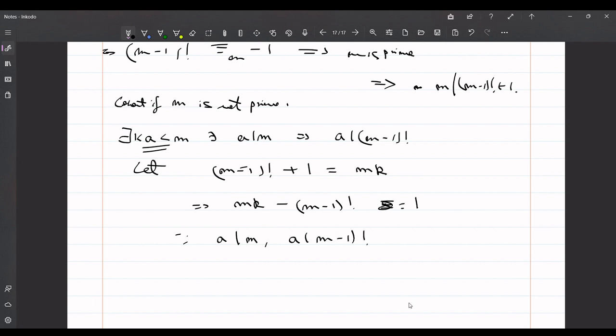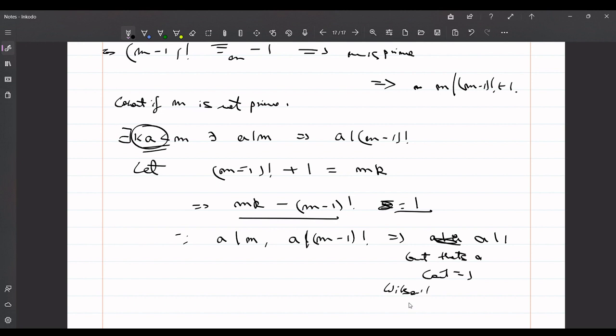Now since a divides m minus 1 factorial, and a divides m, the left hand side is completely divisible by a, so the right hand side must also be divisible by a. So a must divide 1, but that is a contradiction, since a is greater than 1 and cannot divide 1. That implies Wilson's theorem will not hold true if m is not prime. Is it clear?